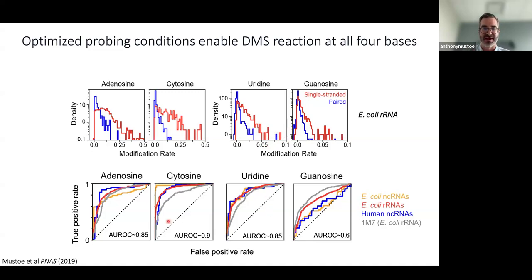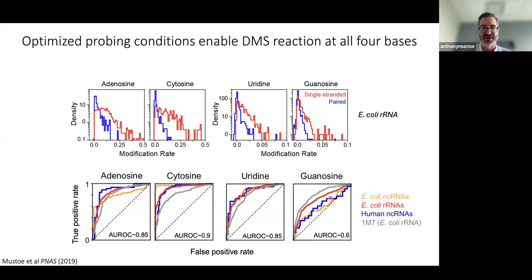at all four nucleotides. And this is quantifying the performance at discriminating paired versus single-stranded at A's and C's. You can see that we're doing quite well here, with an area under the ROC curve of around 0.85 or 0.9. U's is actually just as good as A's and C's. But guanosine was so-so. For some RNAs it does okay, but others not so much.